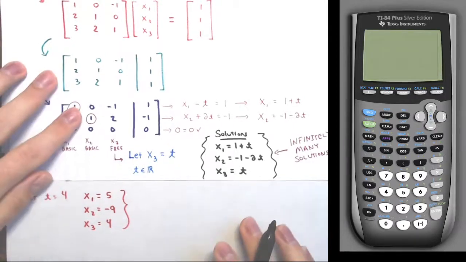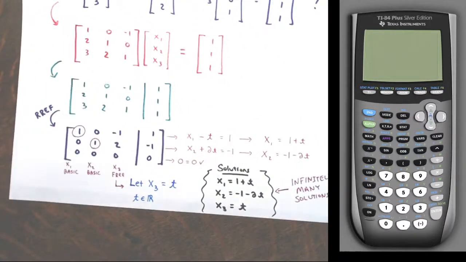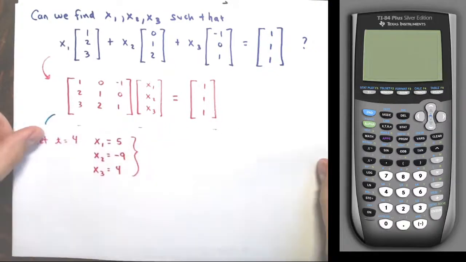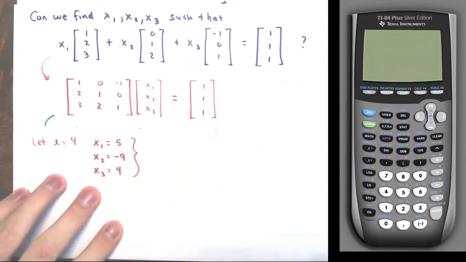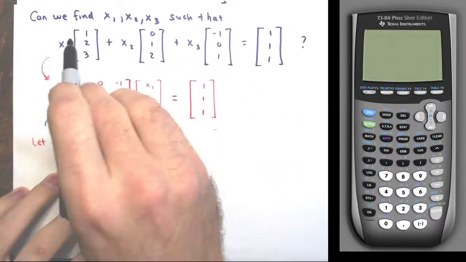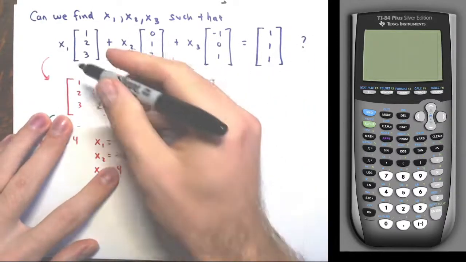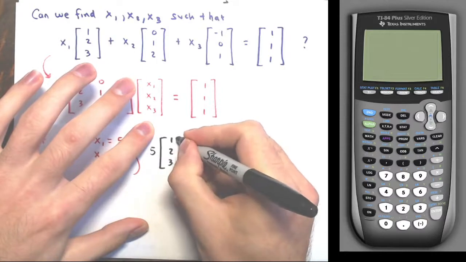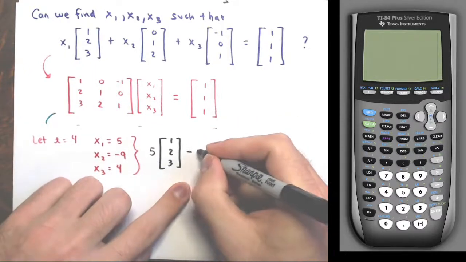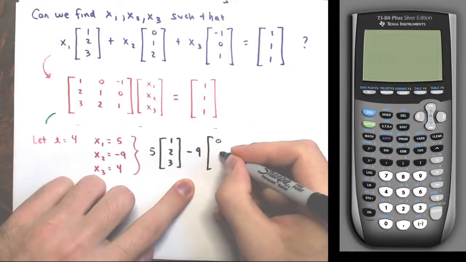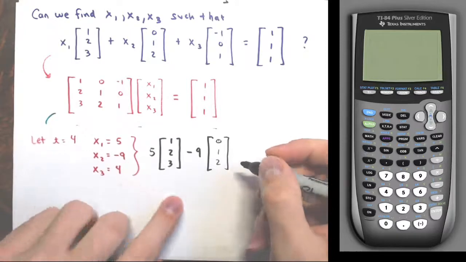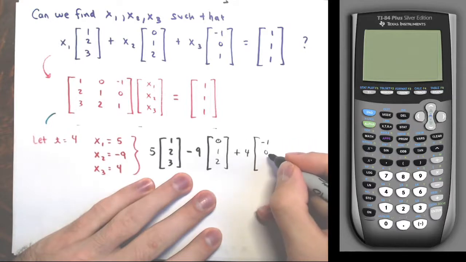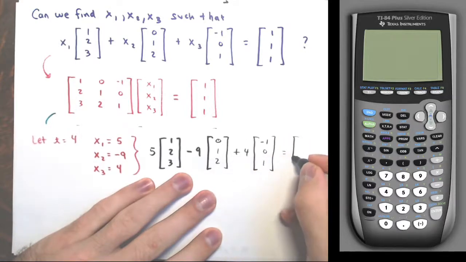Again, back to the equation. All right, here's that equation where I'm filling in x1, x2, x3. Now you could fill it in here as well and see that this matrix equation is true. I'm just going to go back to the linear combination equation. So I replace x1 with 5, so we have 5 of that first column from A, and then replace x2 with negative 9, so minus 9 of the second column from A, that's 0, 1, 2. And then x3 is 4, plus 4 of that third column from A, negative 1, 0, 1. This should be equal to b as well, right? Equal to 1, 1, 1.